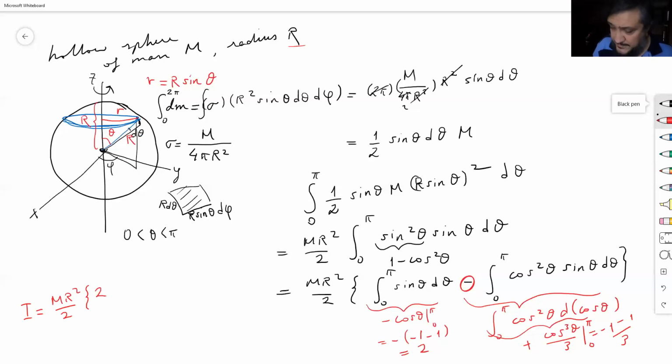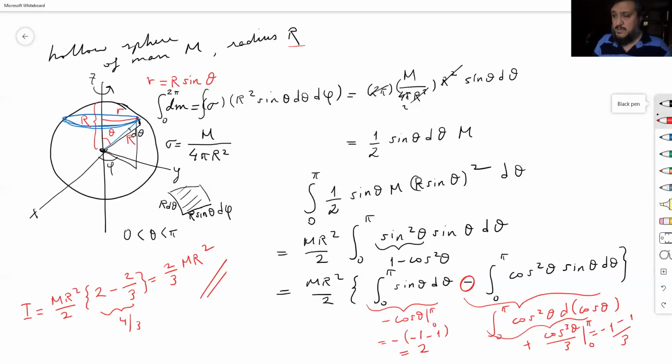So this integral, or the moment of inertia, is m r squared over 2 times 2, the first term, minus 2/3. All right, so 6 minus 2, 4/3, so 2/3 m r squared for a hollow sphere.